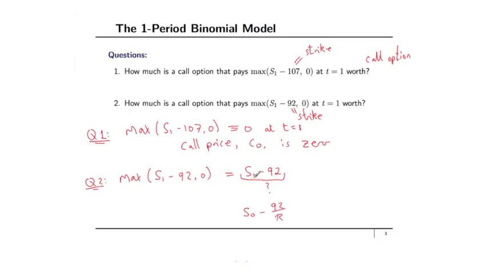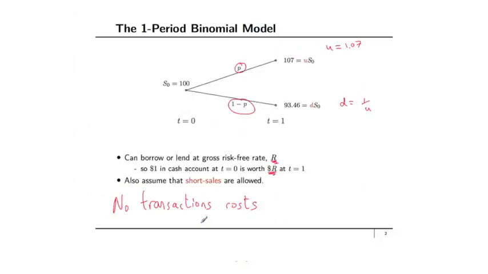Okay, that's because I'm getting S1 at t equals 1. Well, S1 at t equals 1 must be worth S0 today. I'm also getting minus $92 at t equals 1. Well, 92 is just a fixed deterministic cash flow, so I just discount its value back to t equals 0 to see that this is the total value of the option price at time 0. Okay, so that was two simple questions that we could answer, but what happens if the strike lies in between 107 and 93.46?